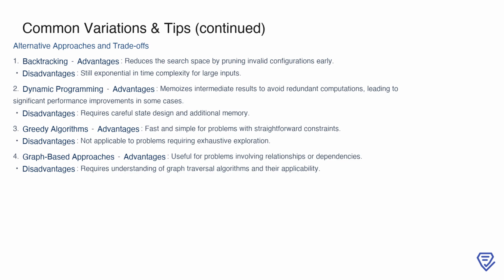Greedy algorithms can also be considered for problems with simpler, more straightforward constraints. They're fast and easy to implement but often fall short for scenarios that require exhaustive exploration. Finally, graph-based approaches are particularly useful for problems involving dependencies or relationships between elements. These methods leverage graph traversal algorithms to find solutions efficiently, though they require a solid understanding of graphs and their properties. Each of these approaches has its place, and the best choice depends on the specific characteristics of the problem you're tackling.